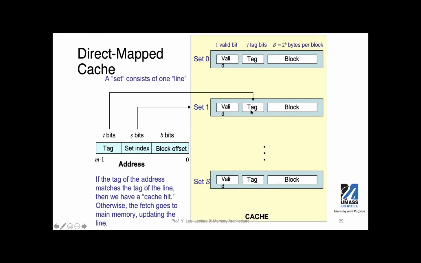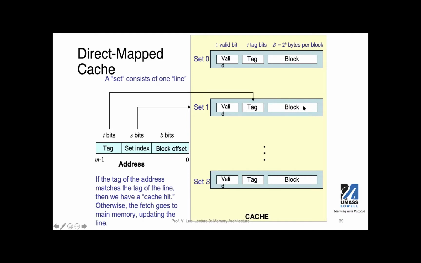Now, if when we compare the tag here and here, they do not match, or if we see this flag is set as 0, which indicates it's invalid. So that means the data block we're trying to access is not the one that's already stored here. And that's called a cache miss. When we have a cache miss, we will invalidate this block. So we're going to discard whatever is here.